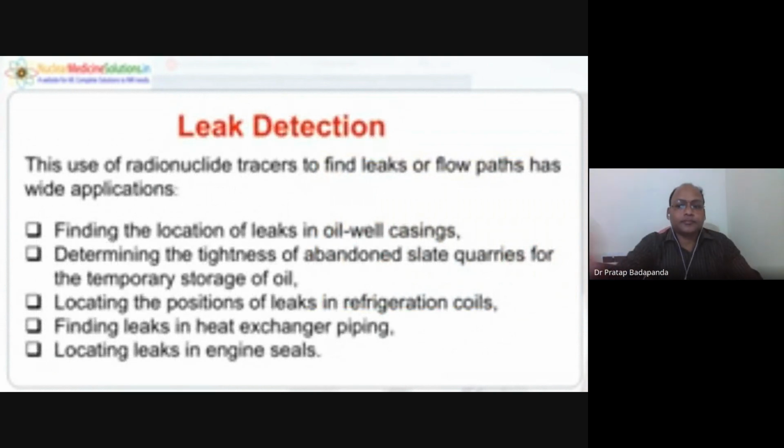Now comes the application of radiation in industry: leak detection. This use of radionuclide tracers to find leaks in a flow path has wide application in industry. Finding the location of leaks in oil well casings, determining the tightness of buried slate coils for the temporary storage of oil, looking for the position of leaks in refrigeration coils, finding leaks in heat exchanger piping, locating leaks in engine seals. It means the places with the flow of liquid. If you want to know whether any leakage has taken place, radioactive material plays a very important role.